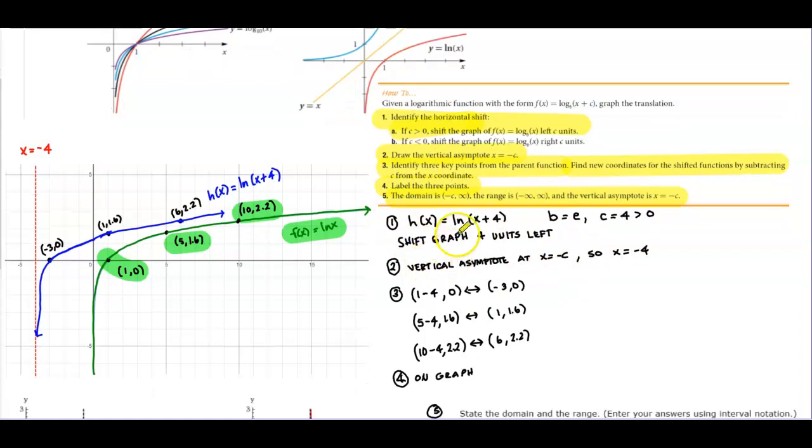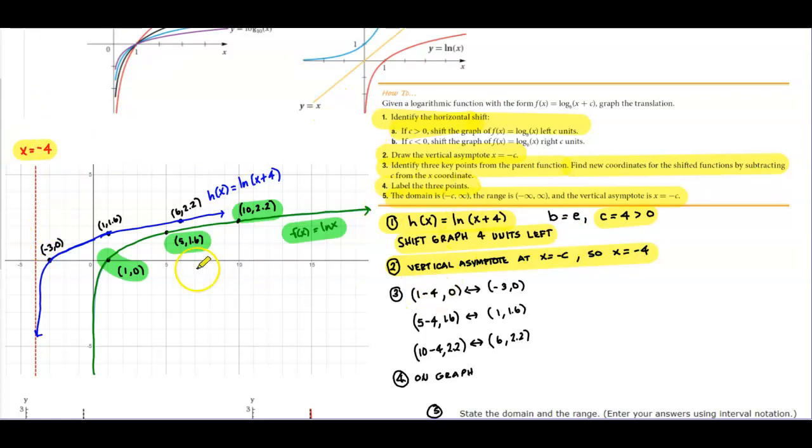Okay, so if you take a look at this, we have step 1. We know that our function is h of x, which is equal to the natural log of x plus 4. We see that our base here is e, and the value of c is equal to 4, which is greater than 0. So therefore, we're shifting the graph 4 units to the left. And now the vertical asymptote is at x equals negative c, so x equals negative 4, and over here you can see our vertical asymptote.